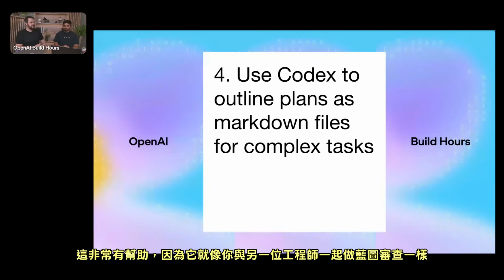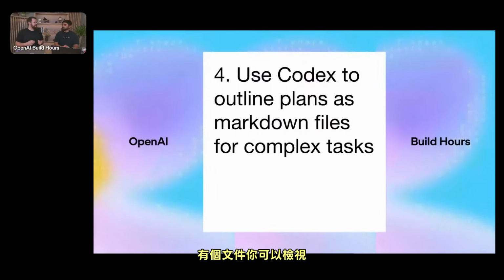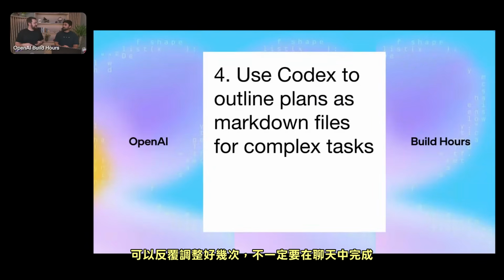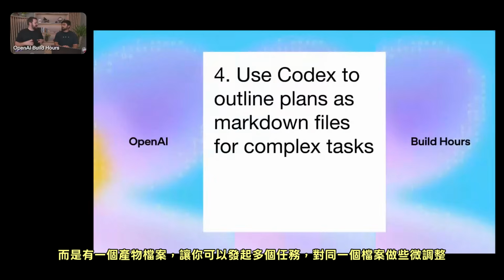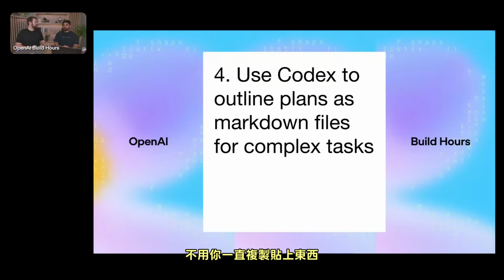This has been incredibly helpful because it's almost like a blueprint review that you would do with another engineer, where it's helpful to have a document you can go through to figure out, okay, does this make sense? Iterate on it a couple of times and not necessarily have to do that in the chat, but actually have an artifact, so that you could kick off potentially multiple tasks with slight variations of the same file rather than having to copy and paste things a lot.